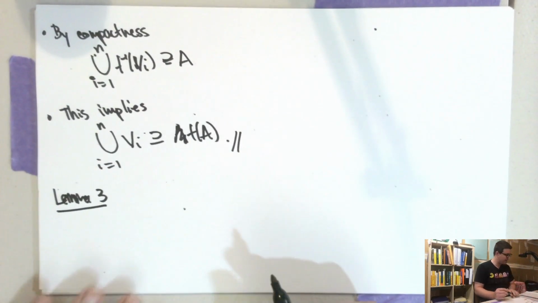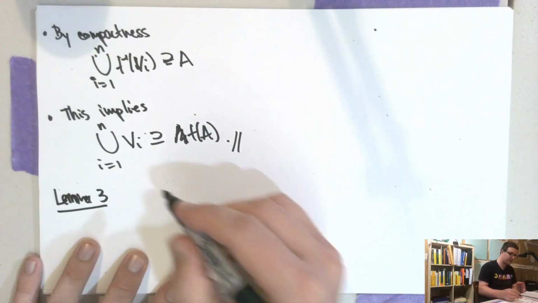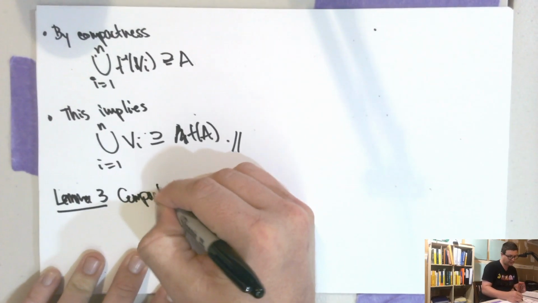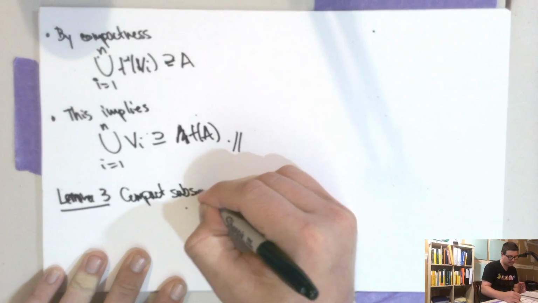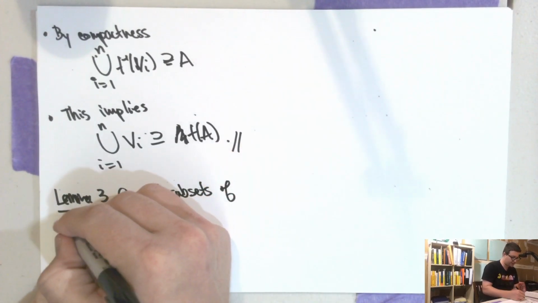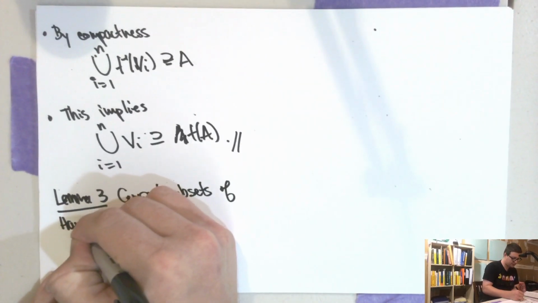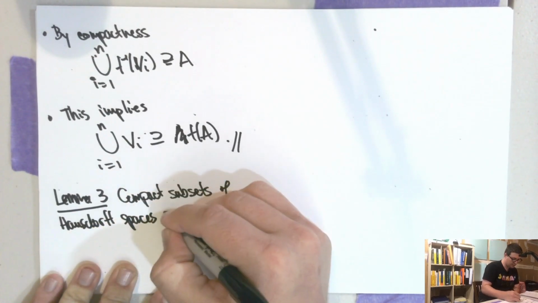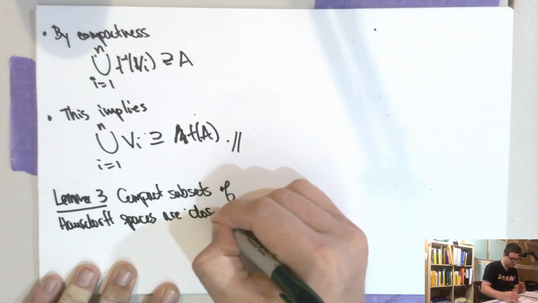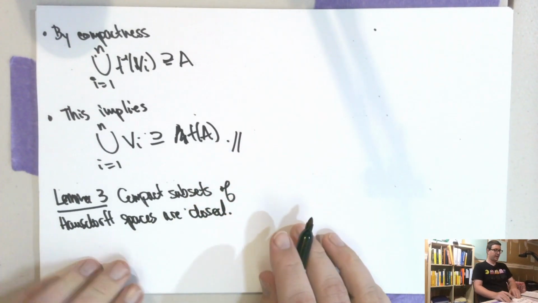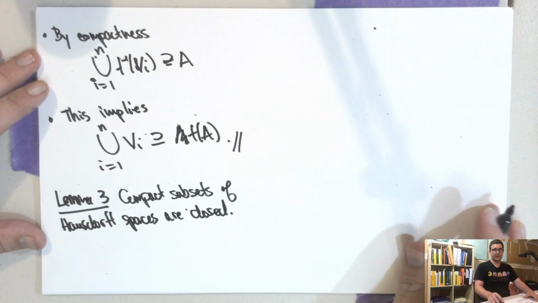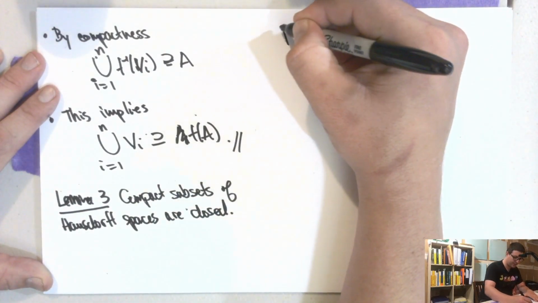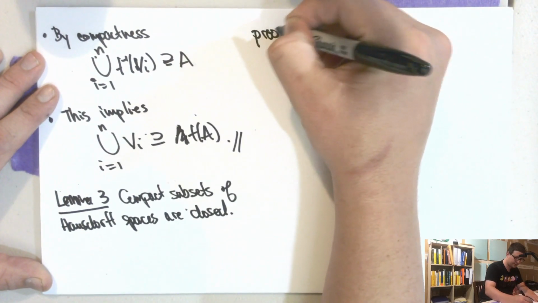All right, so lemma 3 says that compact subsets of Hausdorff spaces are closed. Okay, so let's just run through this now. Let's do the proof of lemma 3 over here. We have lots of space.